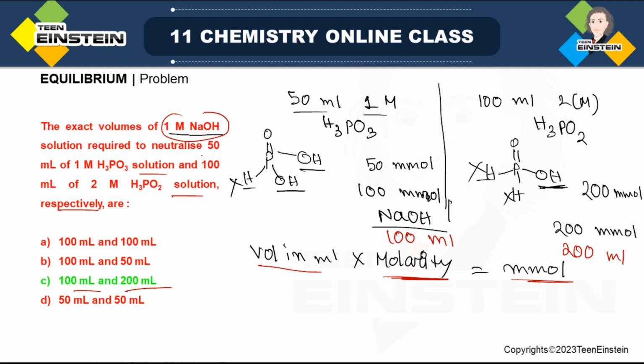So don't jump to the answer just by looking at the formula. That is the trick of this question. You just have to know how many replaceable hydrogens are there. Because if you consider 3 here, the answer will be wrong. For 50 millimole, you will consider it as if it is 150 millimole. So it will be wrong. So the correct answer is option C.